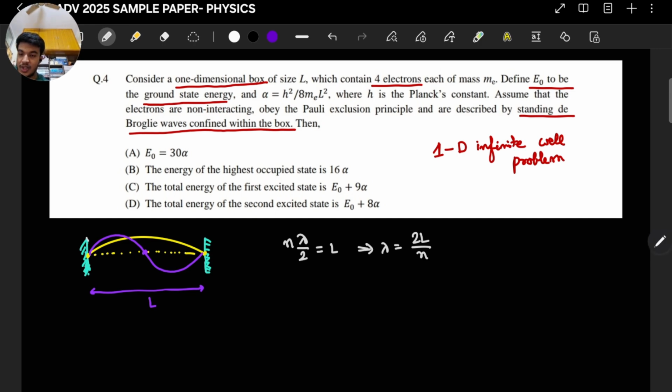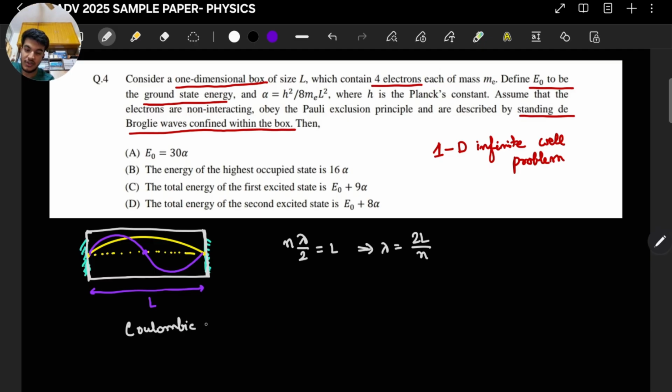Now since this is a 1D box and the electrons are non-interacting, the Coulombic potential arising from the interaction between electrons, the potential electrostatic energy, is 0 here. So the total energy in the standing wave comes only from the kinetic energy of the electrons.